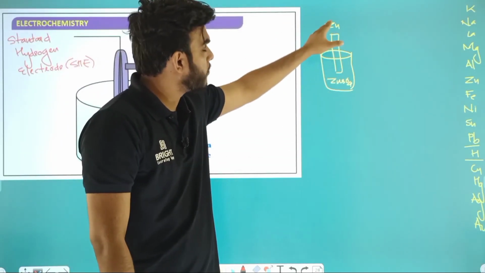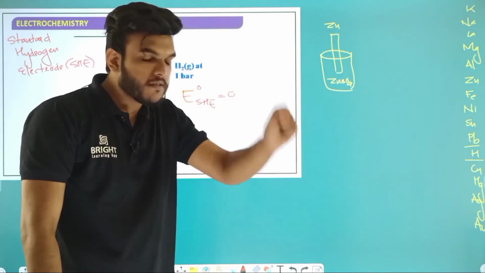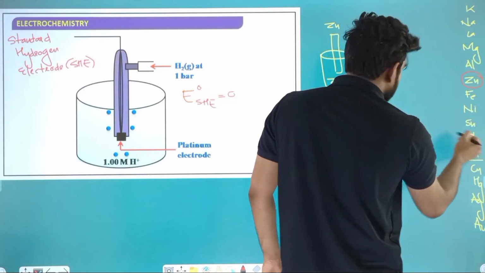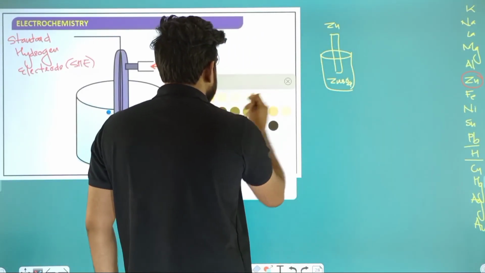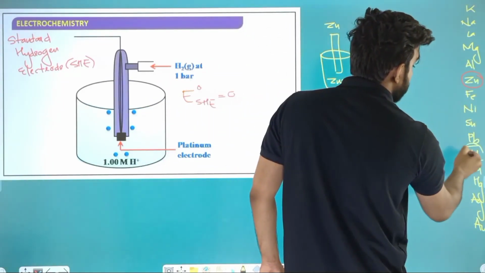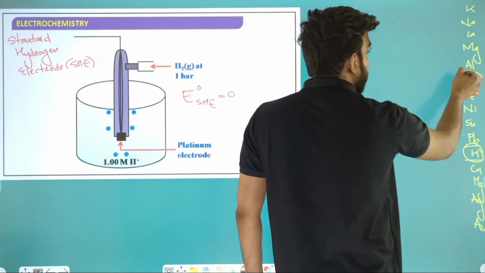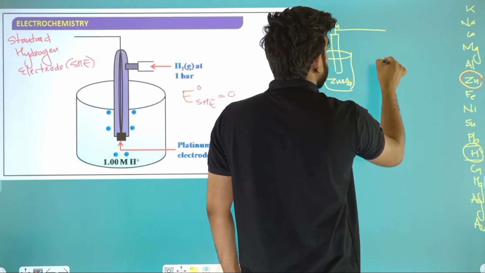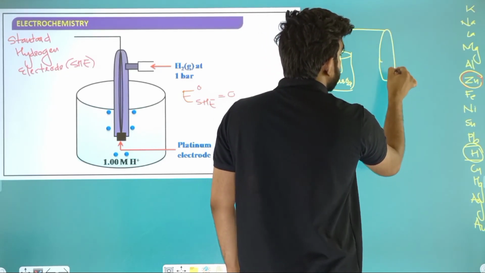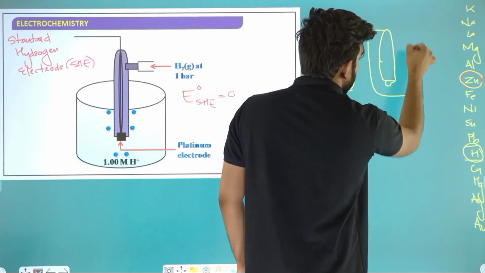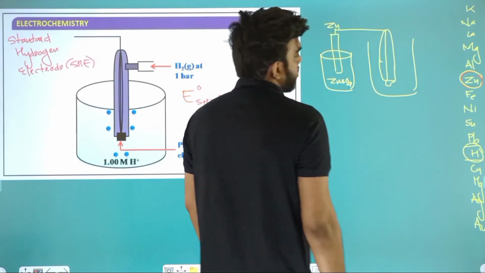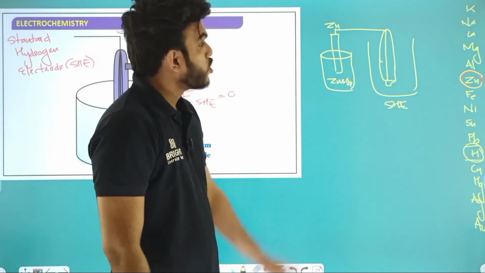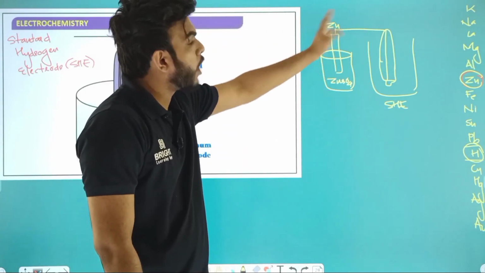For example, if you want to find the electrode potential of zinc immersed in zinc sulfate, zinc is present at the top and hydrogen is present at the bottom. So the zinc will act as an anode. This will be connected with the SHE here. This is connected with the SHE. So to find the electrode potential, you have to do it like this.